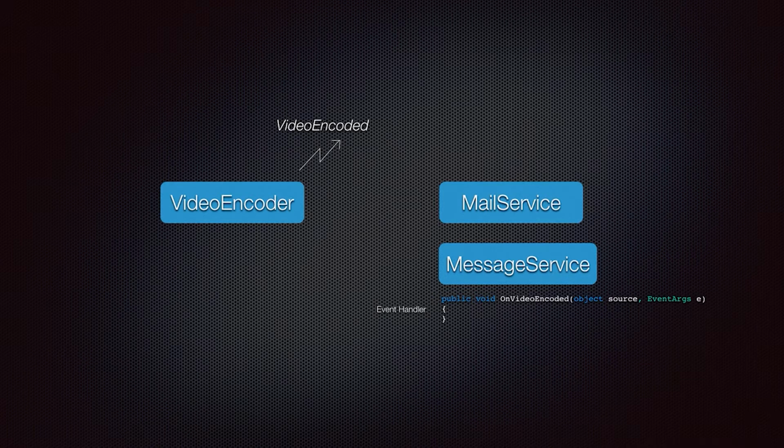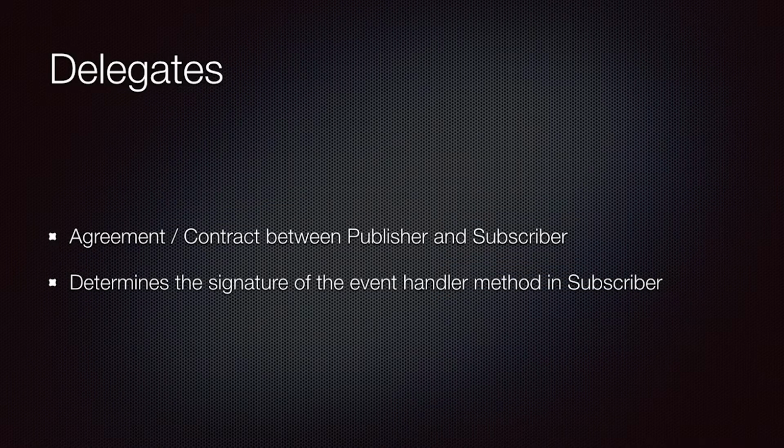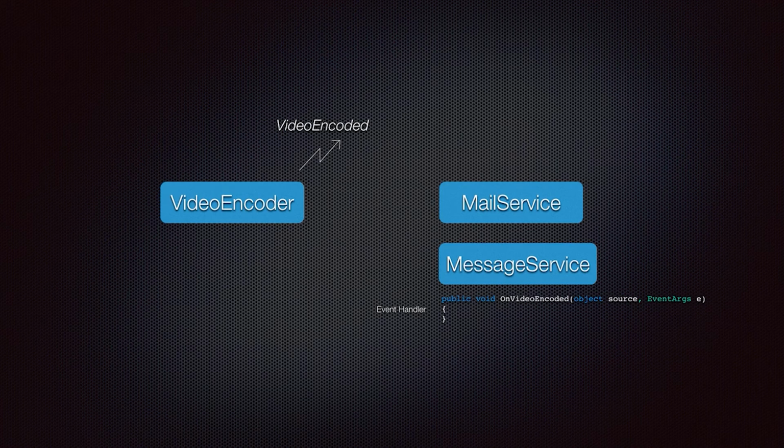Now, how do we tell video encoder what method to call? That's when a delegate comes in. A delegate is basically an agreement or a contract between publisher and subscriber. And it determines the signature of the event handler method in the subscriber. So back in our picture here, we can have a delegate that determines when a video is encoded and we want to notify subscribers, we should have a method that is void with these parameters. The name doesn't matter, but the signature is important.